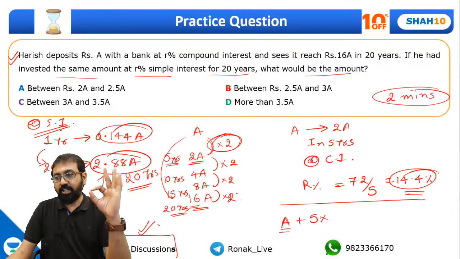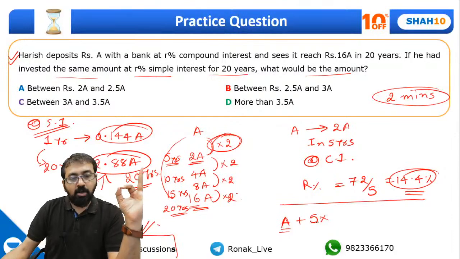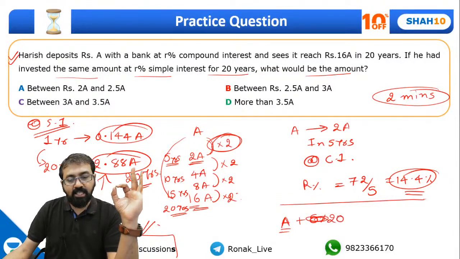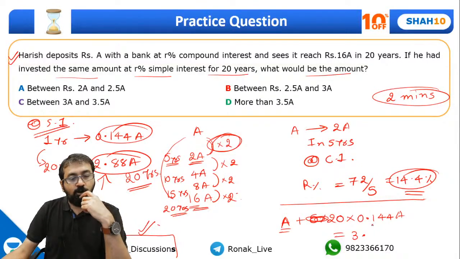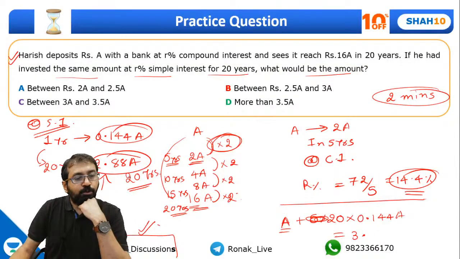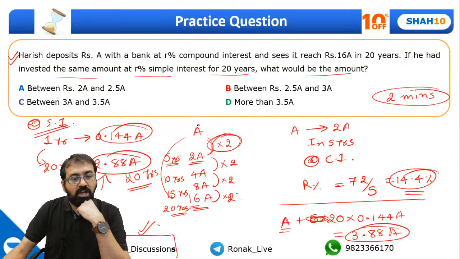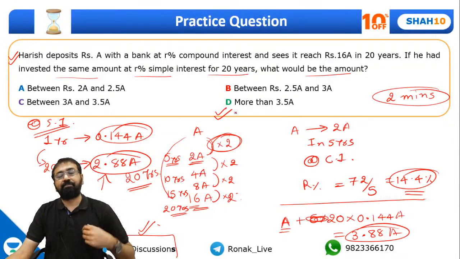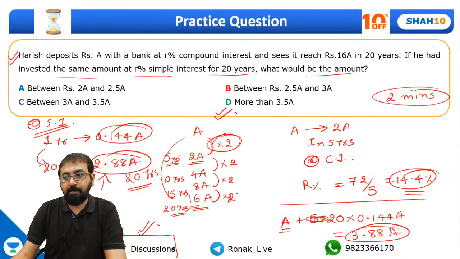Guys, are you getting this point, everyone? Yeah, okay. So what will be the amount? This is A plus 20 into 0.144A. So this will come out to be 2.88A, right? Okay, so this will come out to be 3.88A. So answer should be more than 3.8. Answer should be more than 3.5.